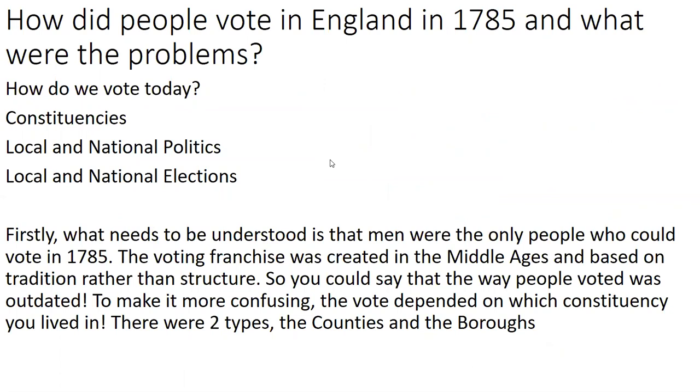So, a little bit of repetition here. How did the people vote in England in 1785 and what were the problems? How do we vote today? So we're all in something called a constituency. So we're all put in certain areas where we vote for our local MP, our national MP, and they will represent us. A local MP will represent us at a local level. A national MP will go to the House of Commons and debate and vote for the people of the constituency.